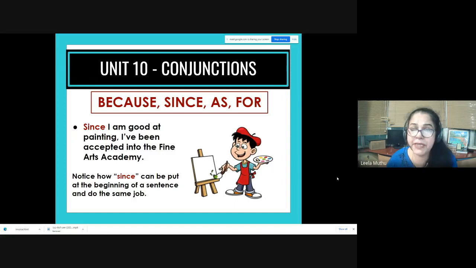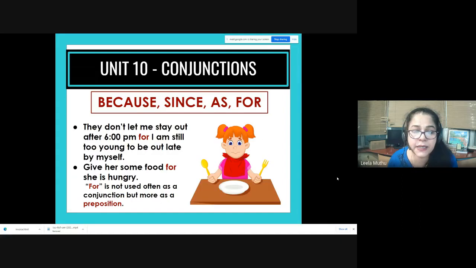Since can be put at the beginning of a sentence. Okay, and that's the same job. All right, now let's see the other one where for is used.